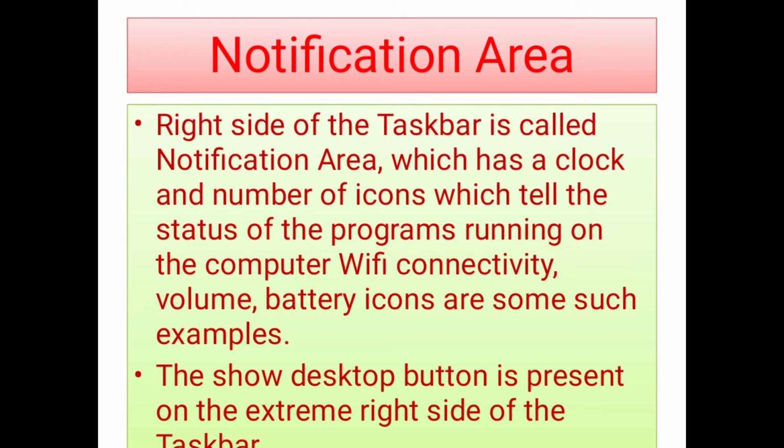We already discussed that the notification area is at the right side of the taskbar. It has a clock and the icons of programs that are currently running on the computer system. It also shows us the Wi-Fi connection, volume, battery and so on. The show desktop button is present on the extreme right side of the taskbar.